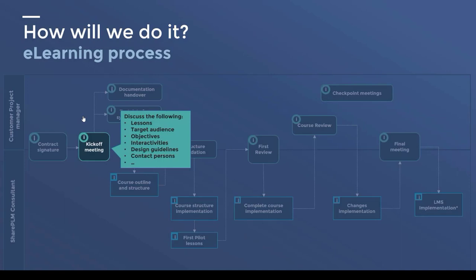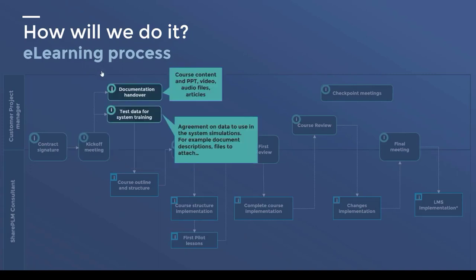So step 1. Once the contract has been signed, the process begins. We'll start with a kickoff meeting where we'll talk more about your needs, expectations, your learners, and so on. In parallel to this meeting, you will send us all the material you want to be transformed into a course. If you don't have defined content yet and you need our help to create it, don't worry, we can help with that too. Also, we'll need to have access to the system and data you want us to explain and demo in the course.